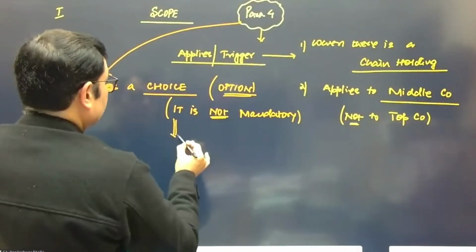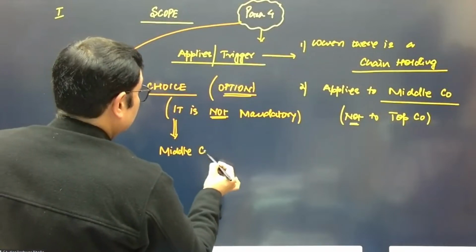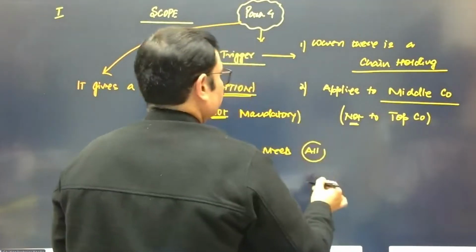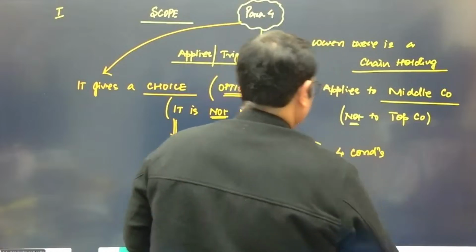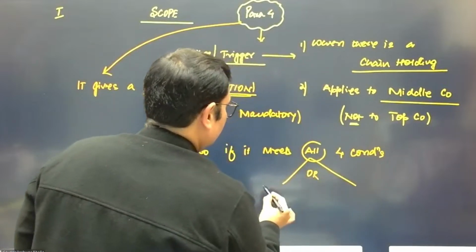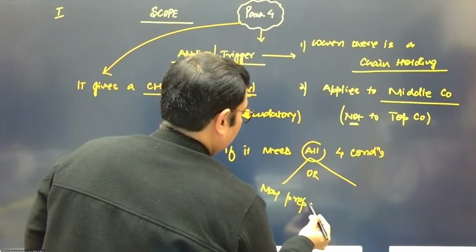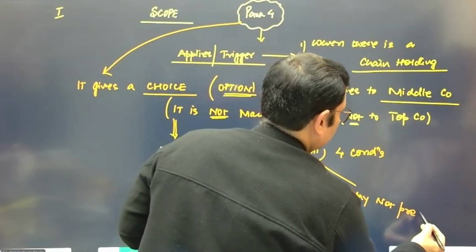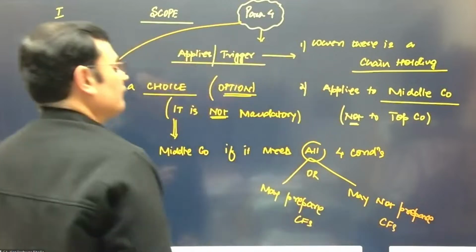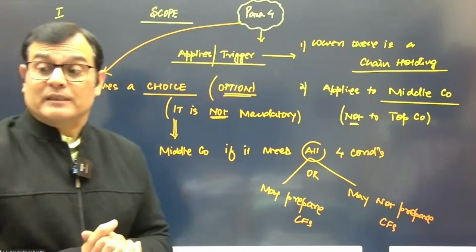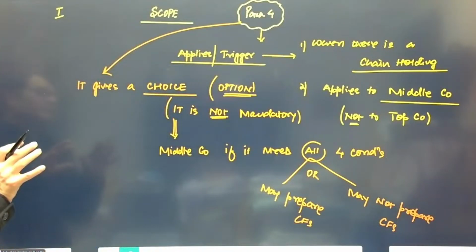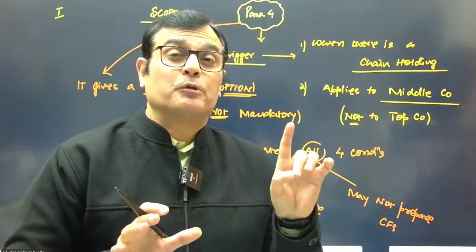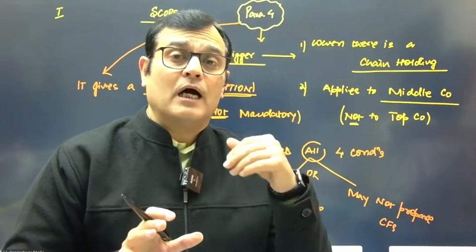So let me also put it down: the middle company, if it meets all 4 conditions, may prepare consolidated financial statements, or may not prepare. So it may prepare or it may not prepare consolidated financial statements. It's a pure choice. I'll come to more clarifications also very soon. Right, friends. So these are the 2 things which you need to keep in the background: when does para 4 trigger, and para 4 is a pure choice. It does not mandate you. If you want to make a consolidation after meeting 4 conditions, you can.